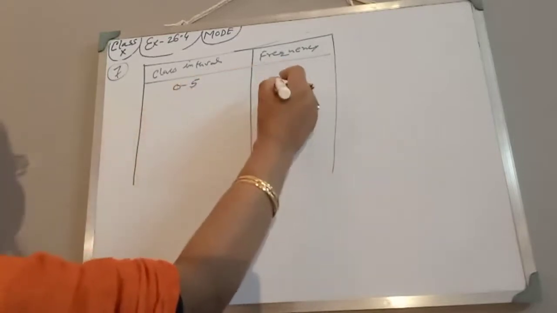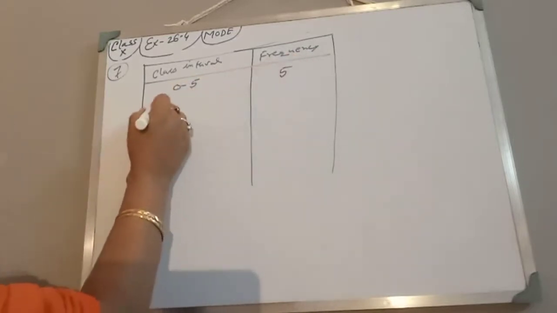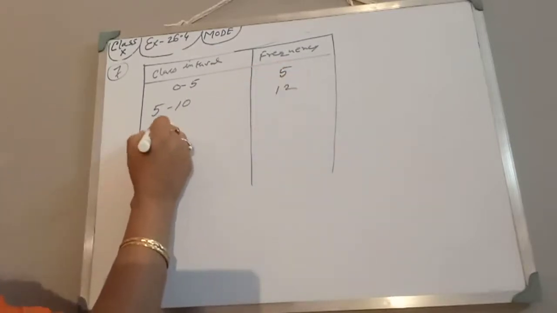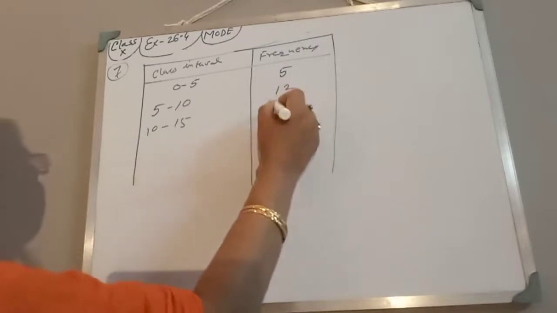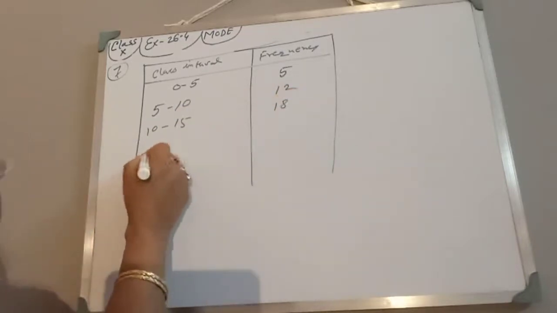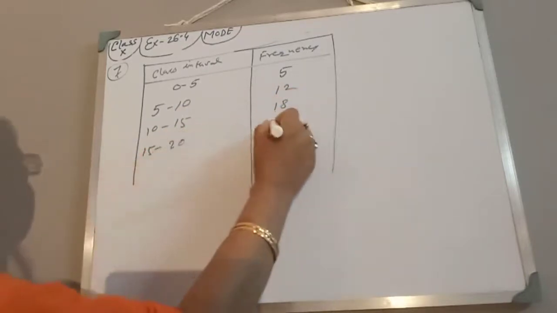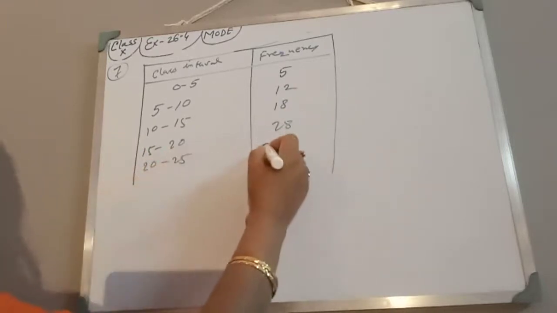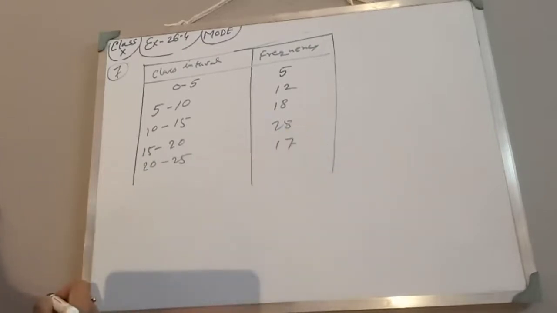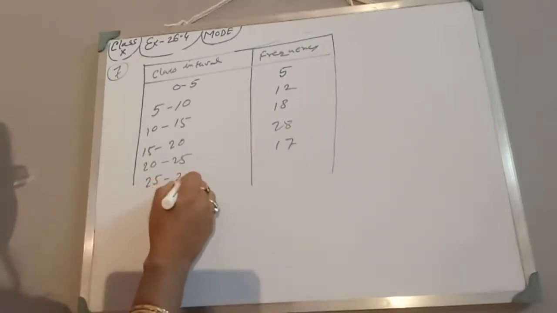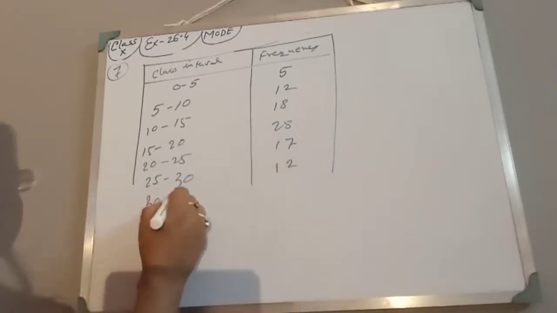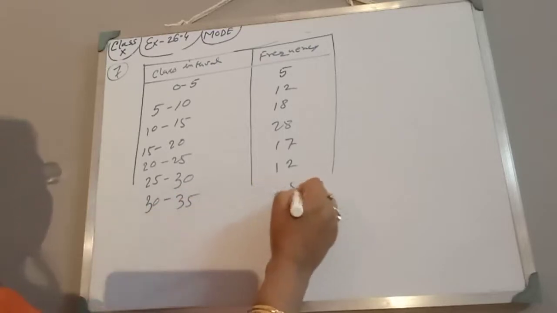Okay. Now the class interval is what? 0 to 5, that is 5. 5 to 10 is 12. 10 to 15, that is 18. 15 to 20, 28. 20 to 25, 17. 25 to 30, 12. 30 to 35, that is 8.